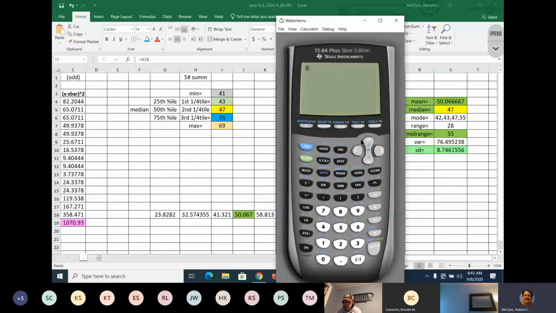Second, stat plot, on. When you put the stat plot right here, you got to hit enter. And it takes the L2 out there. You got to hit enter and then hit graph.